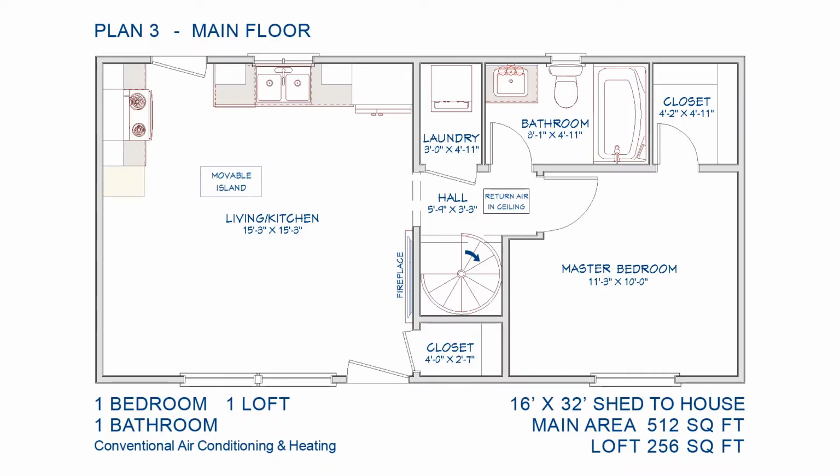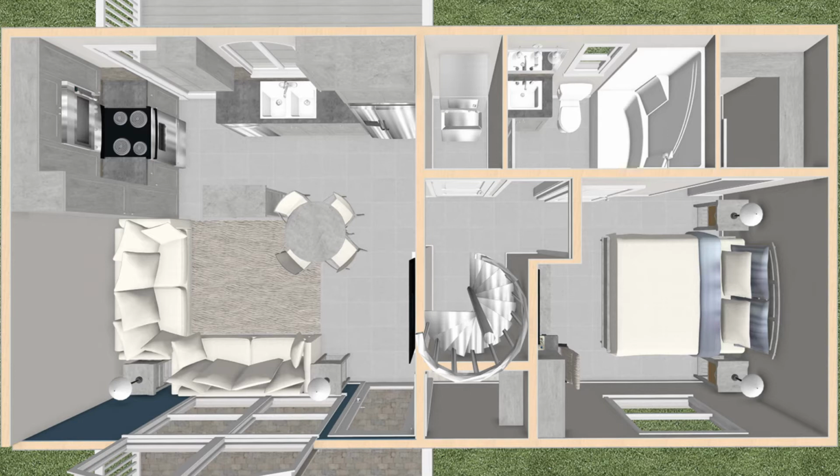The third floor plan is for a 16-foot by 32-foot shed with a bedroom, a loft, and a full bathroom. The plan shown has 10-foot exterior walls and a 4/12 roof pitch. A 5/12 or steeper pitch would give more headroom in the loft area.